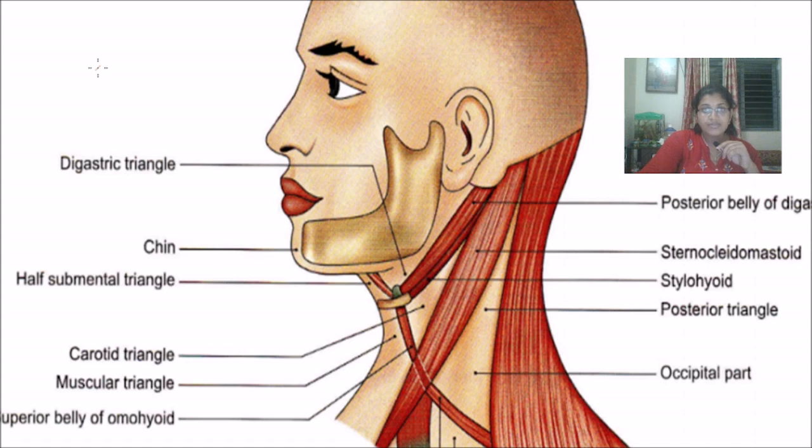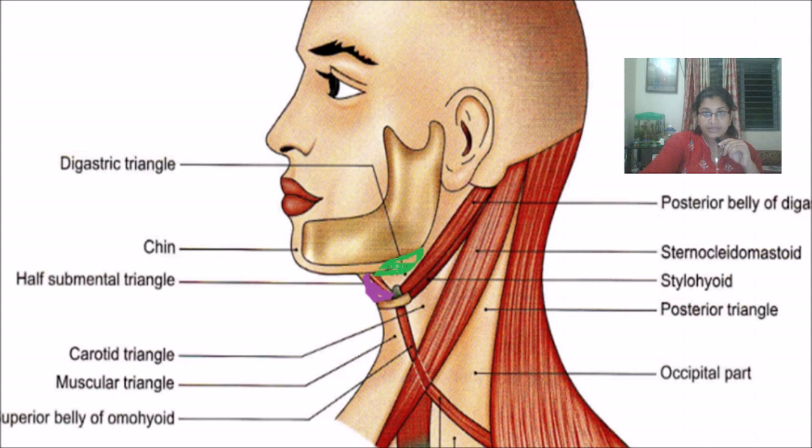Let's give a different color to the various sub triangles. Here you have the first one, the submental triangle. Can you make out the submental triangle? That is half of the submental triangle, because half of it lies on the right side and the other half on the left side. One part goes to the right side of your body, another part goes to the left side of the body.